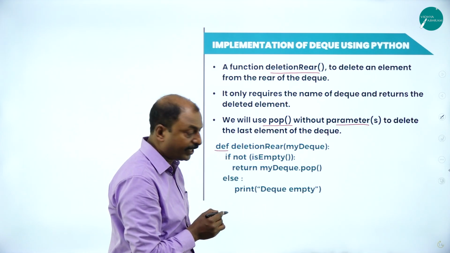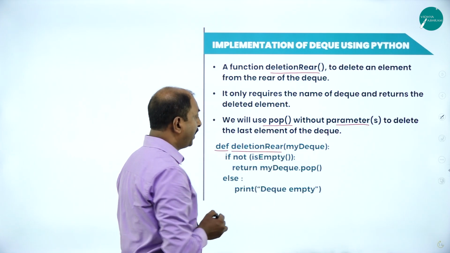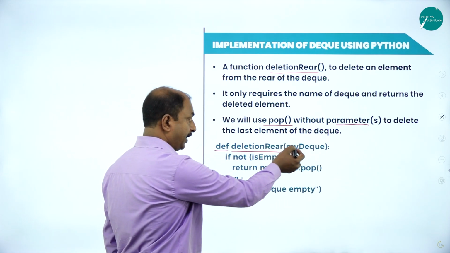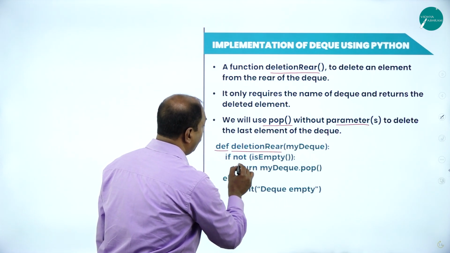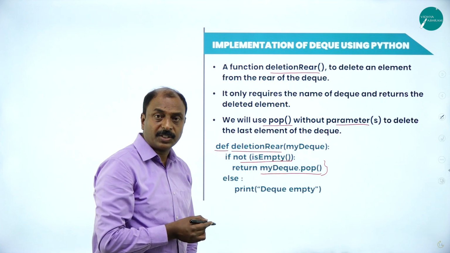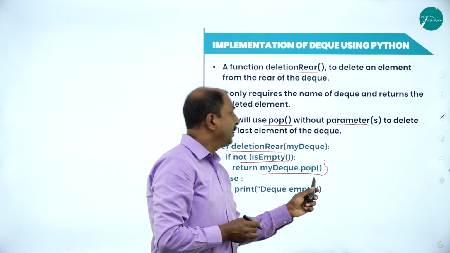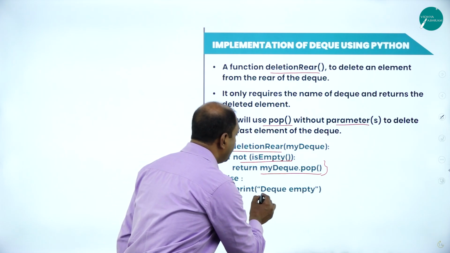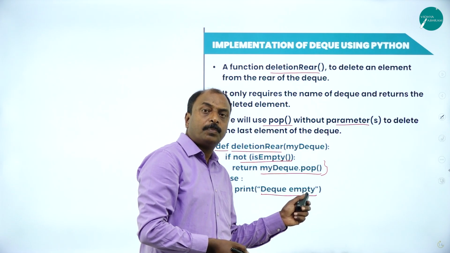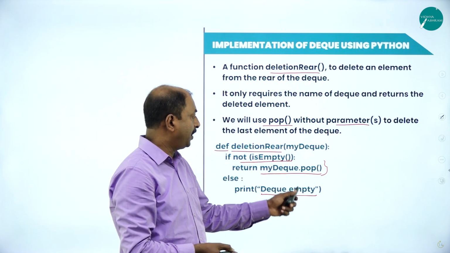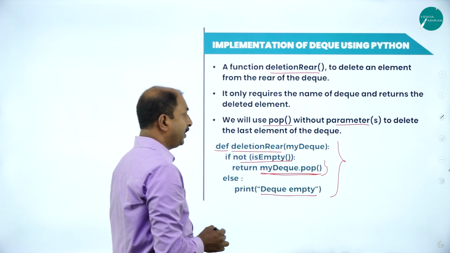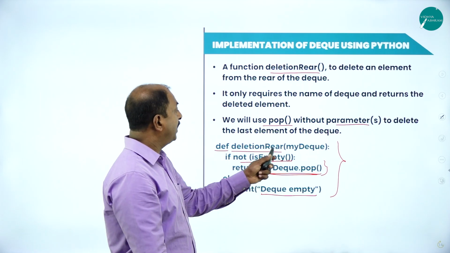So def is defining a function. Delete rear is the name of the function. my_dq is the name of the list or data structure DQ, and we are checking here: if not is_empty, return my_dq.pop(). See, here we are using the pop function to remove the element at the rear pointer. Else print DQ is empty. It means once the DQ is empty, it is not possible to remove any data element from the DQ. So if any element is there, it is removed. We have defined a function to remove the element at the rear pointer.